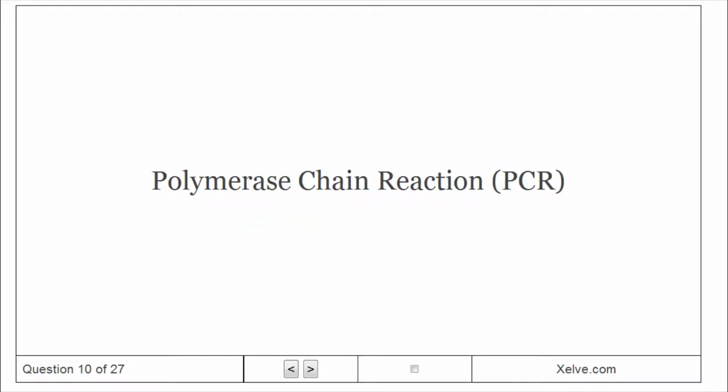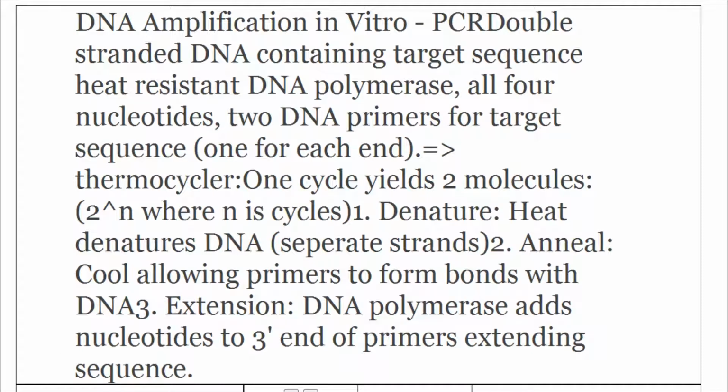Polymerase chain reaction (PCR). DNA amplification in vitro. Requires double-stranded DNA containing the target sequence, heat-resistant DNA polymerase, all 4 nucleotides, and 2 DNA primers for the target sequence, 1 for each end.